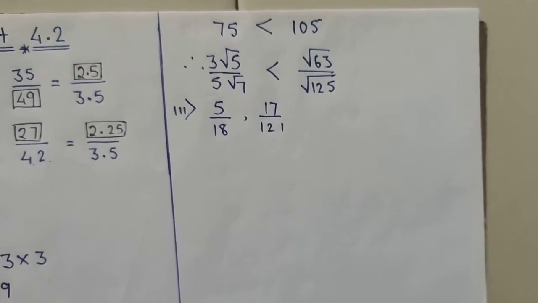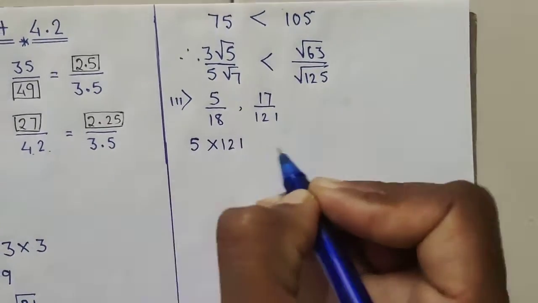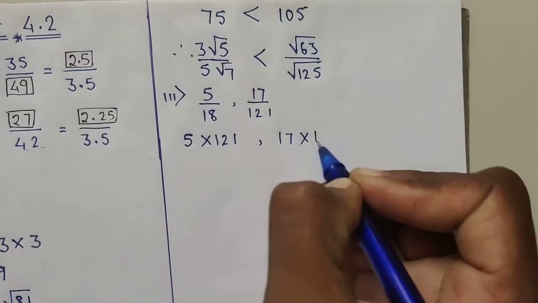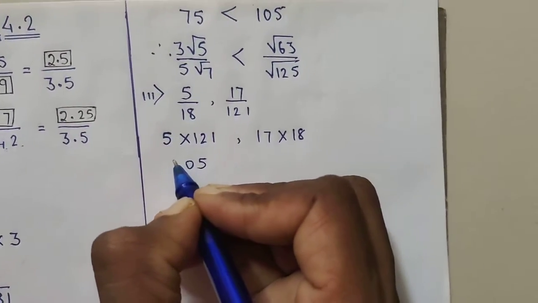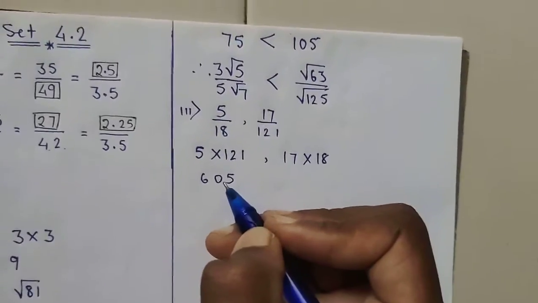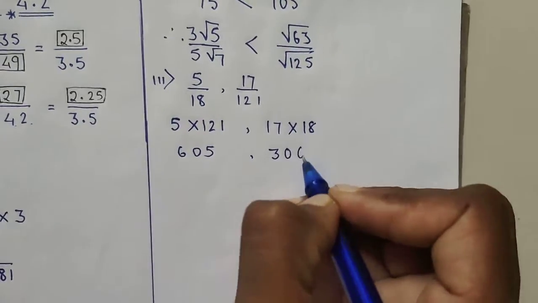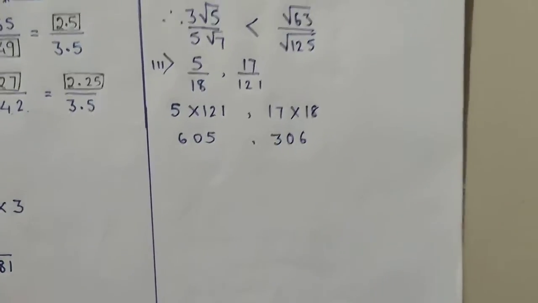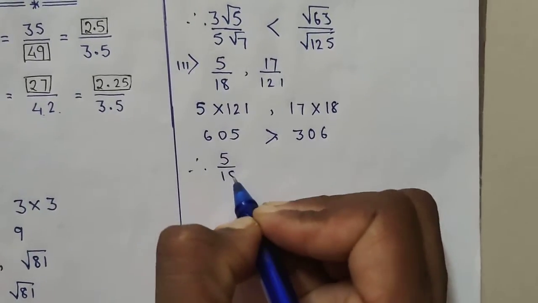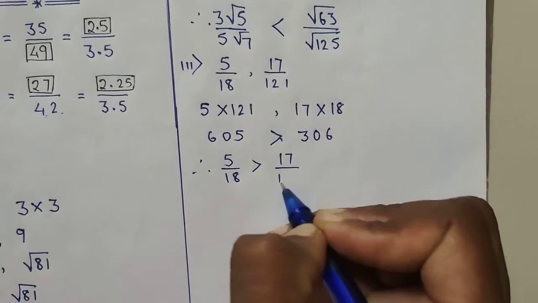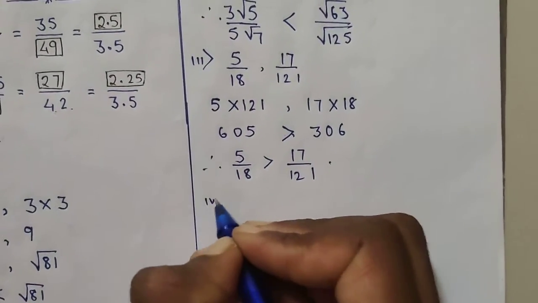Okay, now let us see the third question. Same way, first do cross of 5 with 121, comma, 17 into 18. If you multiply this, you are going to get 605. Okay, and if you do cross of this, you are going to get 306. Now tell me which one is greater? 605, right? So in this case our first ratio is greater than the second ratio. Okay, now let us see the fourth one.